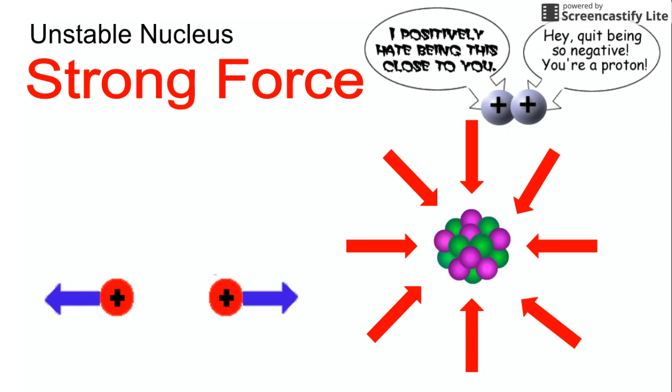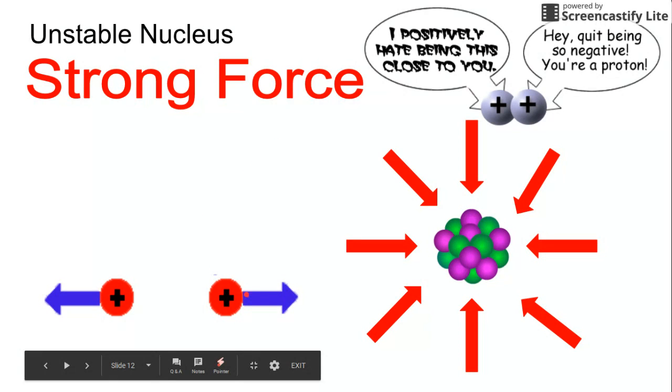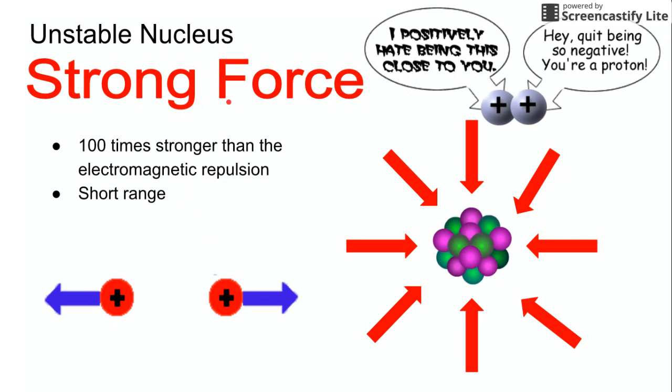The strong force, since these protons are trying to repel each other, we need something 100 times stronger than the electromagnetic repulsion, which is the strong force. By saying the strong force has a short range, we mean that once the strong force is gone, it's no longer applied. So it's not like this is still being applied, even though the protons are repelling each other. It's completely gone.